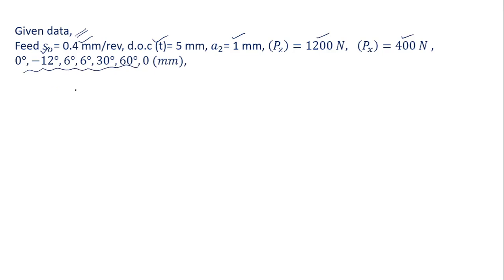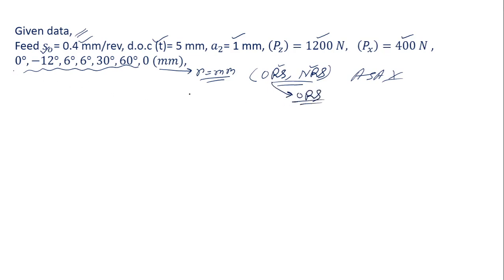Now first let's write this tool geometry and see what we can understand from it. First point to note: the tool geometry is given with nose radius R in mm, so it is either the ORS system or the NRS system. We don't know which one, but it is not the ASA system. Since nothing is specified, we will go with ORS. According to the ORS system, the first angle is our inclination angle, lambda, equal to 0 degree.